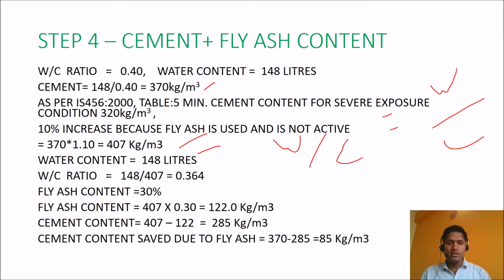Cement content is 407 minus 122, that is again 70%, 285 kg. So the cement content saved due to this usage of fly ash is 370 minus 285. You saved 85 kg per meter cube of cement, whereas fly ash is much cheaper than cement, and fly ash is just a waste product from the power plants. Let us see the next step.